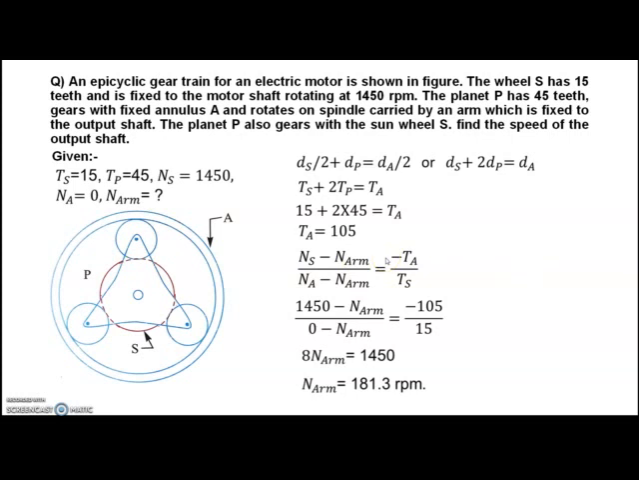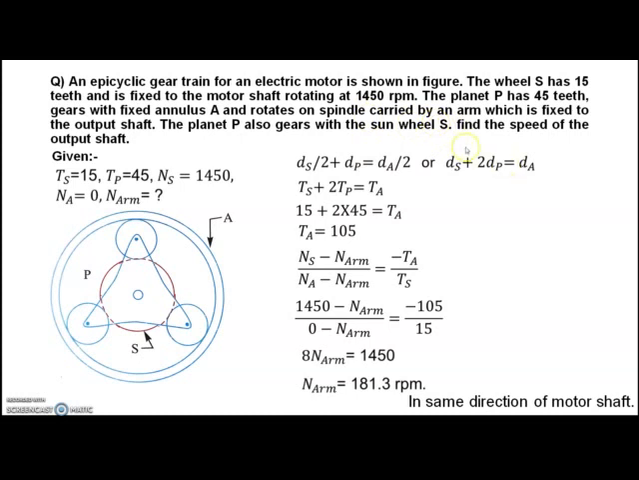So I hope I have covered most of the things, like compound and planetary gears and simple gears with epicyclic. With this much knowledge, I hope you can solve numericals of any gear train having epicyclic gearing with less effort and without much problem.